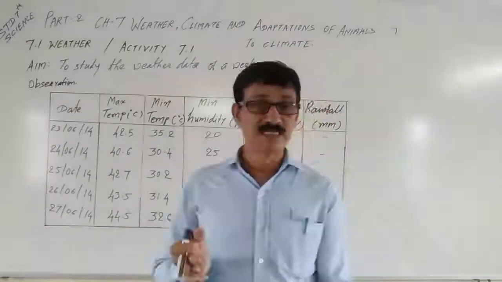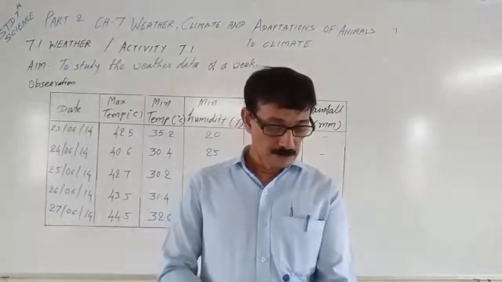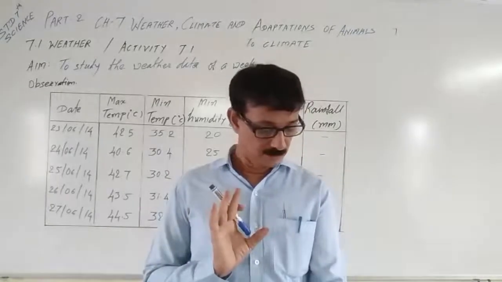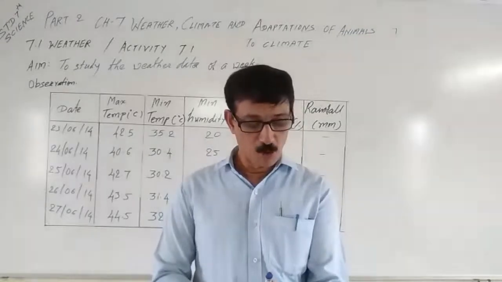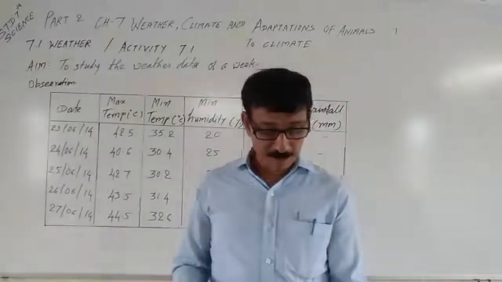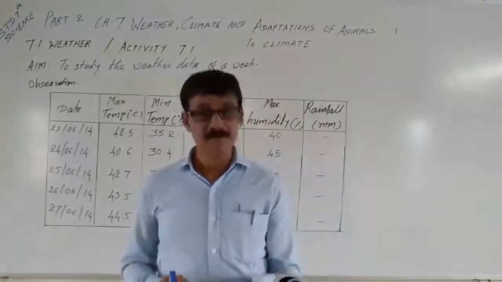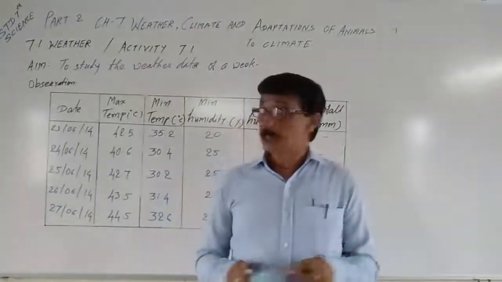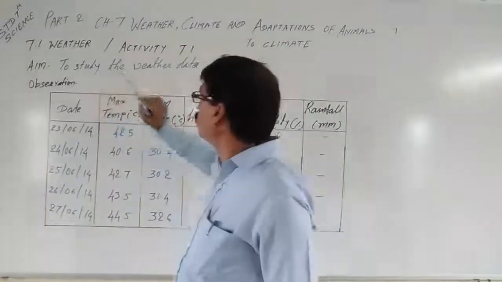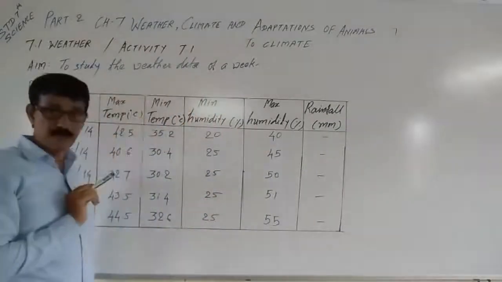On the next page you can see table 7.1. The first row is just a sample. Fill all the columns according to the data in the chart that you have prepared. Okay. Now let's go through the table row by row first, and then after that we will discuss the cells. So in this activity, what is our aim? Our aim is to study the weather data of a week.